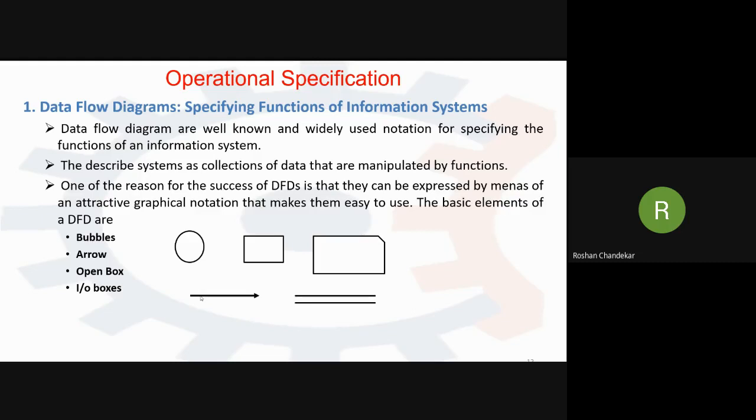In an open box, we can represent or store data. Arrows entering open boxes represent data that is inserted, that is, the data flow. When an arrow is inserted into the open box, it means the data is stored in our open box. And the last one is the input output box, the IO box.